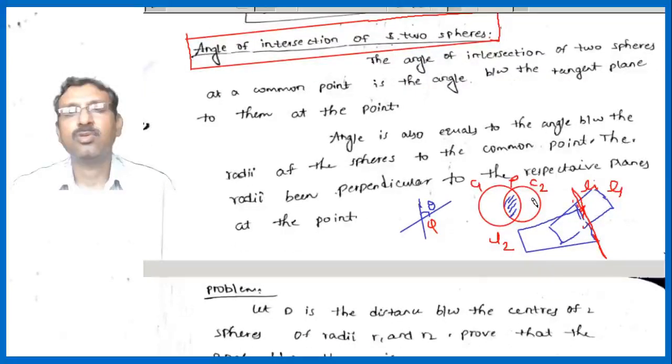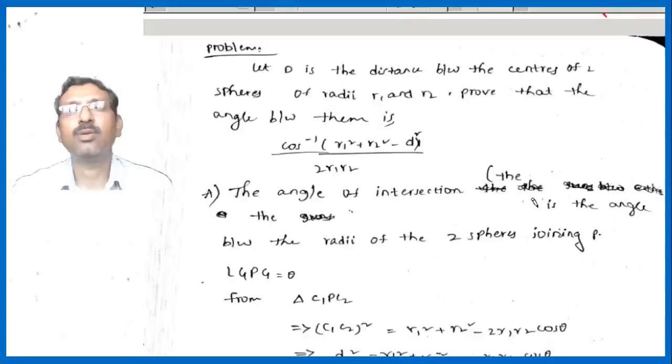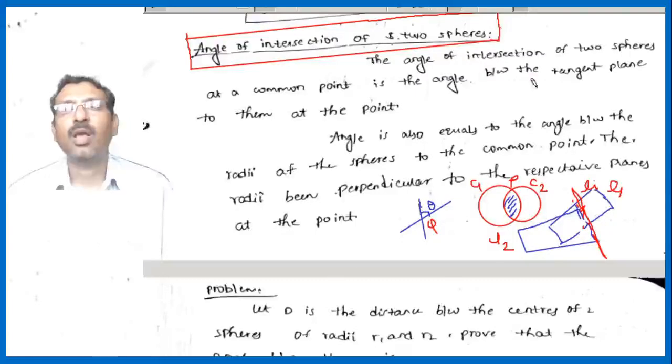So this is the concept. Here we can see the formal definition. The angle of intersection of two spheres at a common point P is the angle between the two tangent planes at that point. So we are taking some common point.